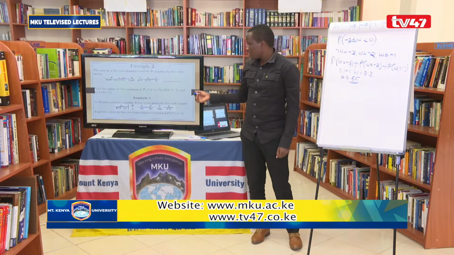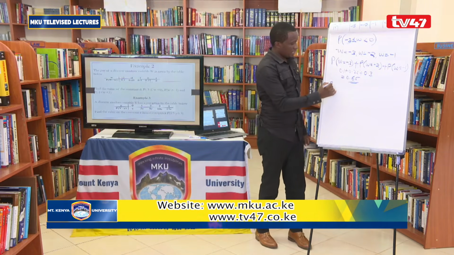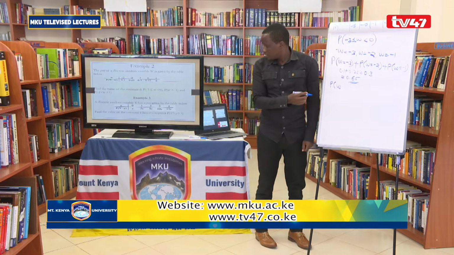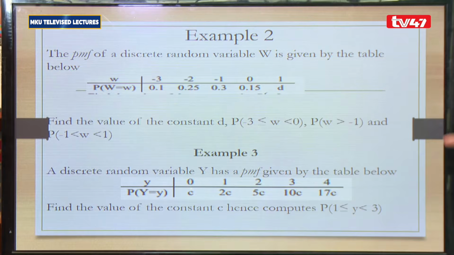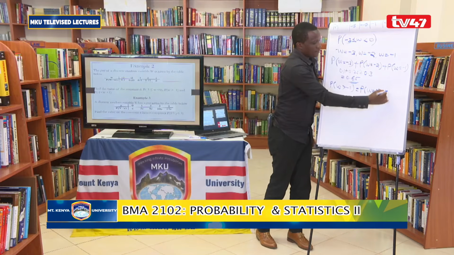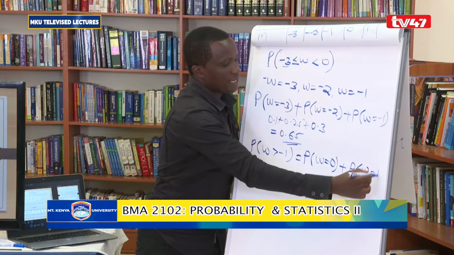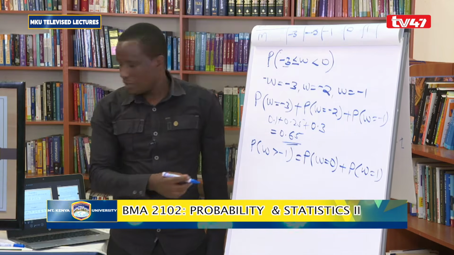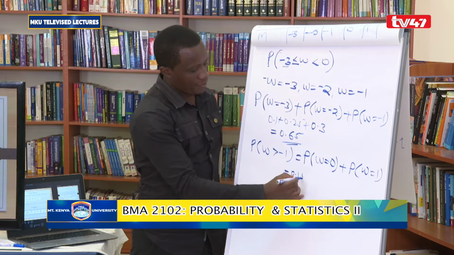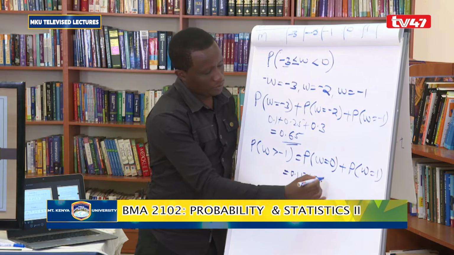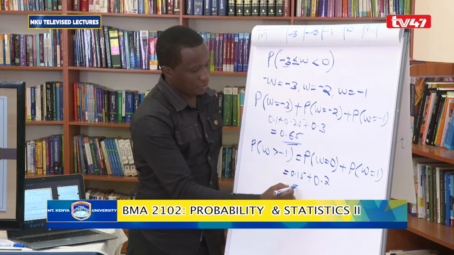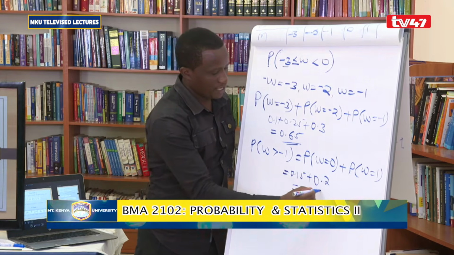Then the other part is the probability that W is greater than -1. So according to the case there, because -1 is not included, we are looking at the case where W is 0 and the probability that W is 1. So in that case, we have 0.15 plus 0.2, because we already got the value of D as 0.2. This is 0.35.